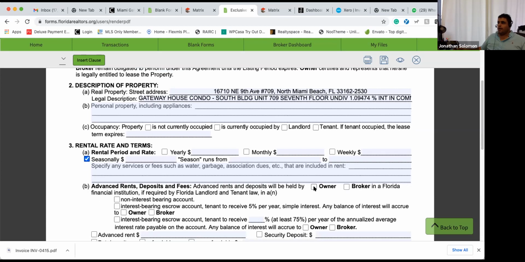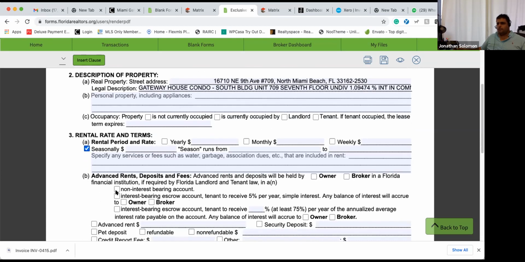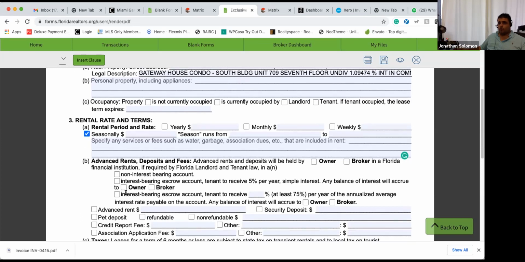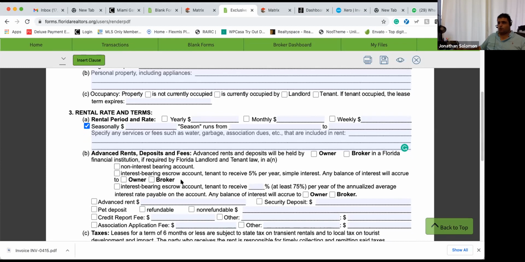Advance rent and deposit. Who's going to hold the deposit, whether it's going to be the owner or the broker? Is the deposit going to be held in a non-interest bearing account? And that applies to the deposit that's going to be held during the lease term, not the deposit that's going to be held until the tenant moves in. That's something different. This deposit is referring to the deposit that's going to be held during the lease term, during the 1 year lease or a few months lease. Who's going to hold it, the owner or the broker? What type of account? If there is interest, who's going to receive the interest?